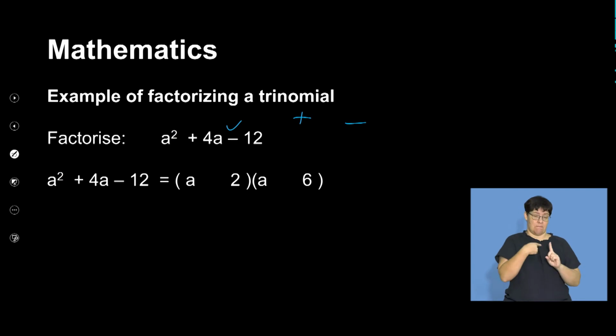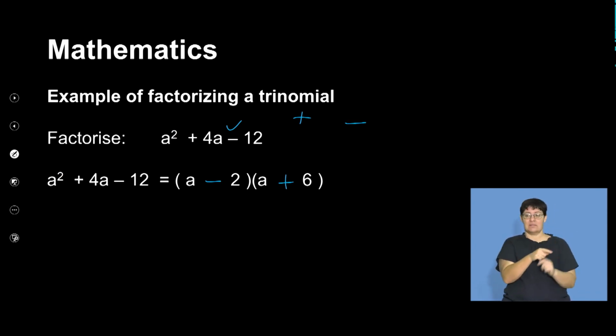But now, whenever you have a bigger factor and a smaller factor, the bigger factor always gets the sign of the middle term. Maybe let me repeat that so you can take it down. The bigger factor always takes the sign of the middle term. So it means this will be the plus and that will be the minus.